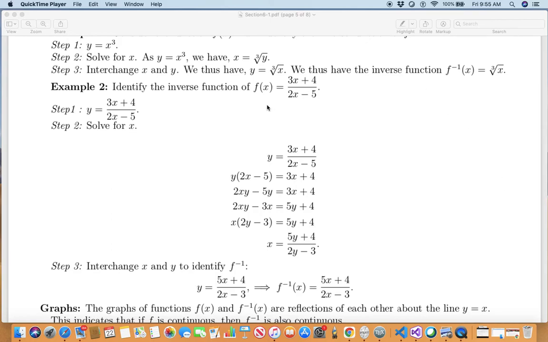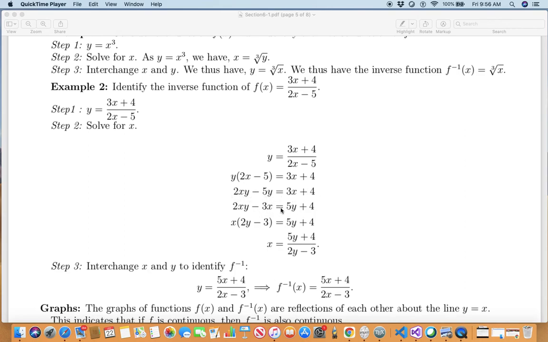Here is another example. Identify the inverse function of f(x) equals (3x plus 4) over (2x minus 5). Step 1, set y equals f(x). Step 2, solve for x. I need to solve for x in this equation. So that's my equation. Let me clear the denominator, that is, multiply both sides by 2x minus 5. That clears 2x minus 5 from the right. Distribute the y.